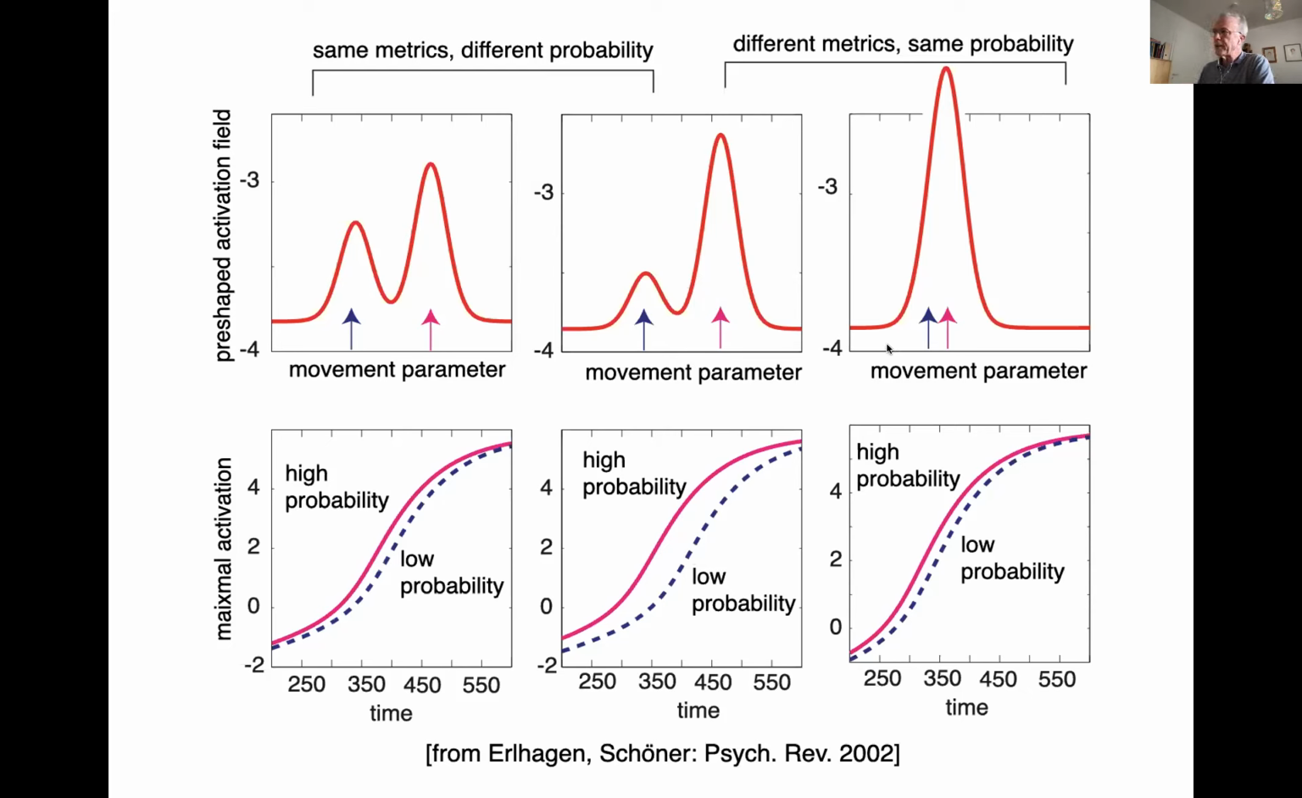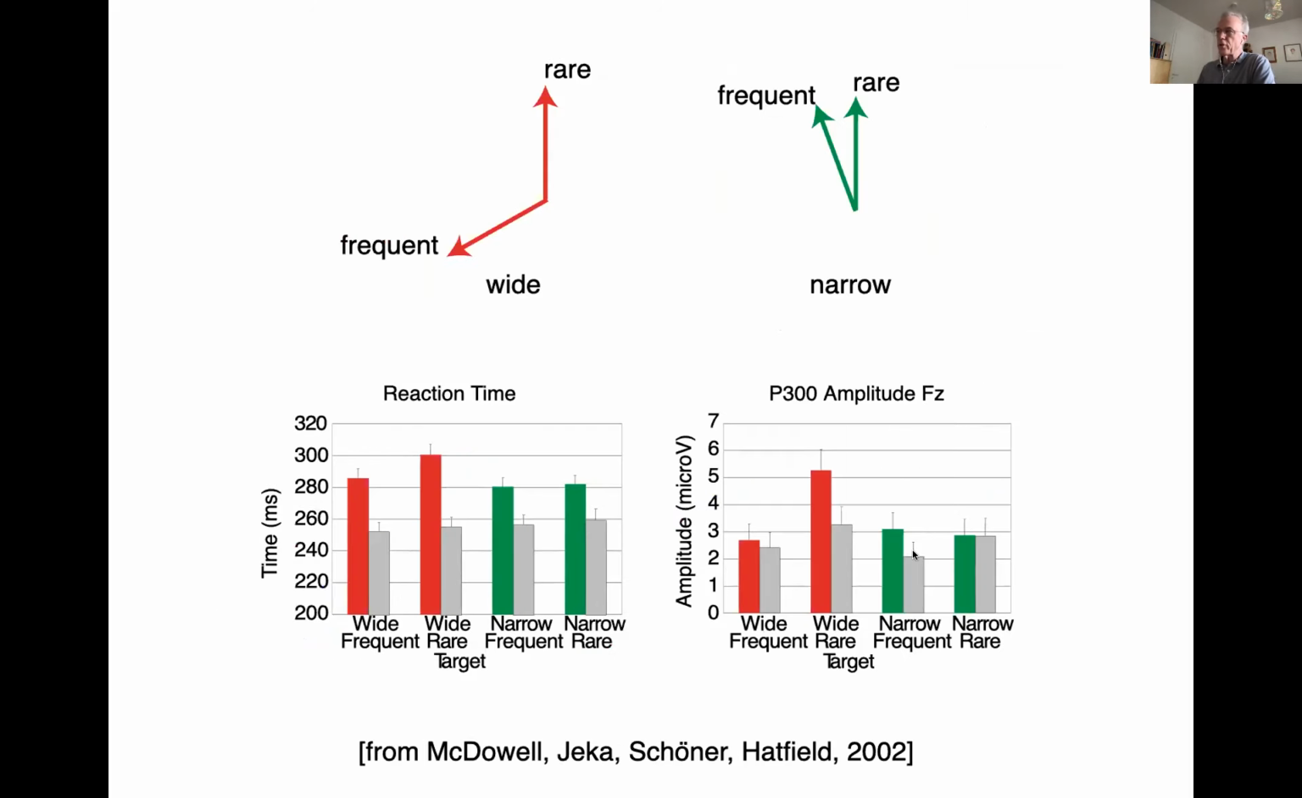And now here we're predicting an interaction with metrics. That is, if you take that same probability difference, but you move the two choices close to each other, the pre-shaped peaks merge. Again, they're still all subthreshold. And when they merge, the less probable choice is boosted by the more probable choice. And therefore, the low probability choice moves up to the faster response of the high probability choice. That's our prediction. And that turns out to be empirically true.